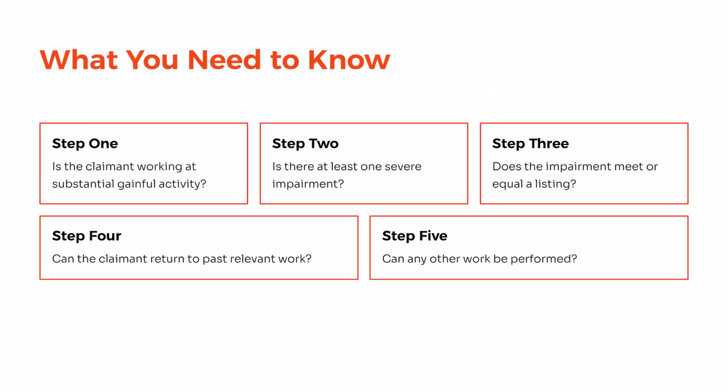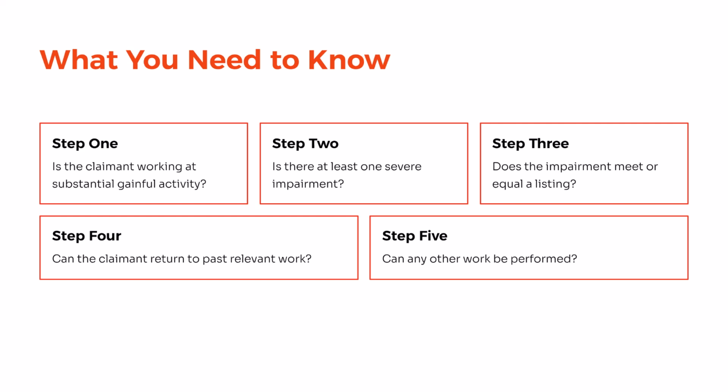Here's a high-level overview. Step 1 asks whether the claimant is working at the SGA, or substantial gainful activity, level. If they are, hard stop, they are not going to even look at the medical impairments. Step 2 looks at whether there is at least one medically determinable severe impairment. Step 3 asks whether the impairment meets or equals a listing. Step 4 considers whether the claimant can return to any of their past relevant work.